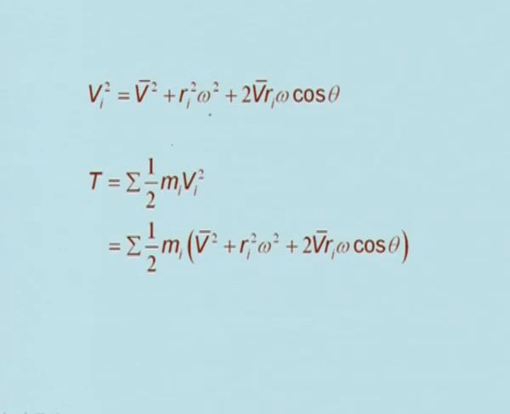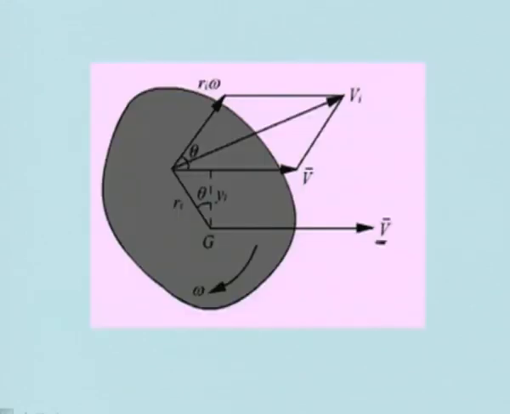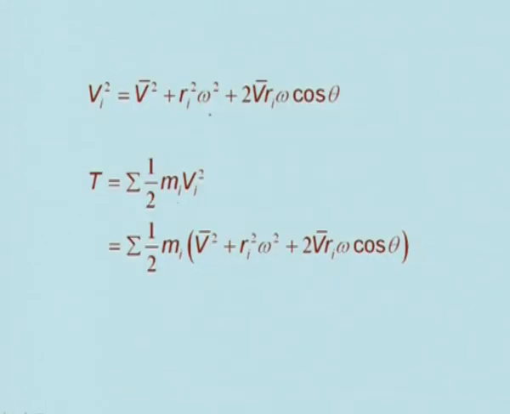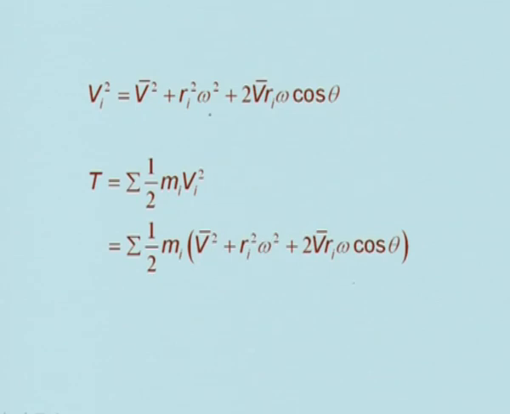So, for one particle, if we say the mass of that particle is m_i, we can do summation instead of integration. I am just using summation; for a continuous system, it will convert to integration. So, the energy is half m_i v_i square, and like that you have to sum. So, this is sigma half m_i times v bar square plus r_i square omega square plus 2 v bar r_i omega cos theta. So, let us discuss various terms here.